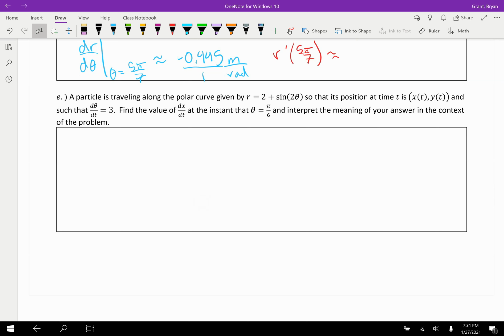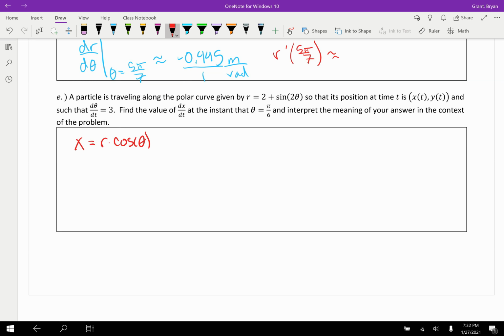Okay, let's see. What do we want to do first? So we know d theta dt. I'm seeing d dt here, right? So why don't we go ahead and at least take the derivative? Let's see, they want the value of dx dt, don't they? So why don't we find an equation that has both x and theta in it, and think about taking the derivative with respect to t. So what equation do we know that relates x to theta? Oh yeah, x equals r times the cosine of theta.